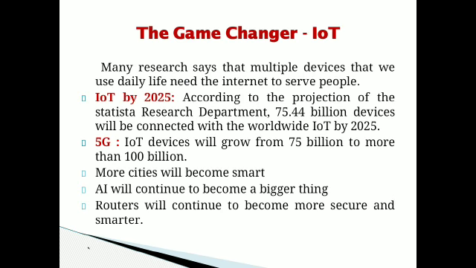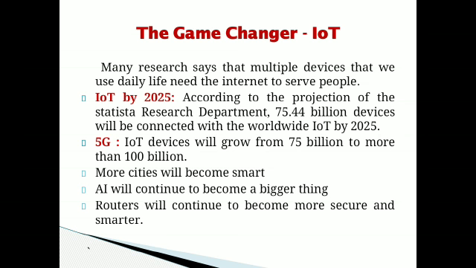The real game changer is really IoT. Many researchers say that multiple devices that we use in daily life need the internet to serve people. According to the projection of the Statista Research Department, 75.44 billion devices will be connected to the worldwide IoT by 2025. With 5G, IoT devices will grow from 75 billion to more than 100 billion.